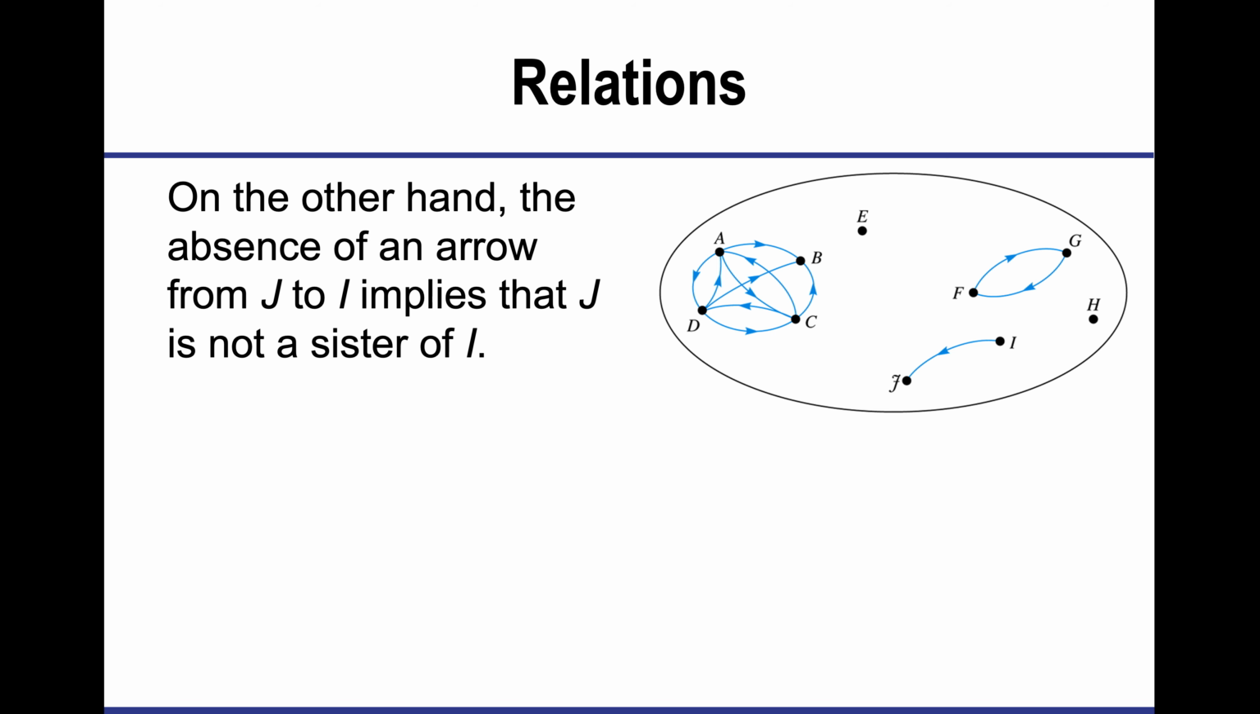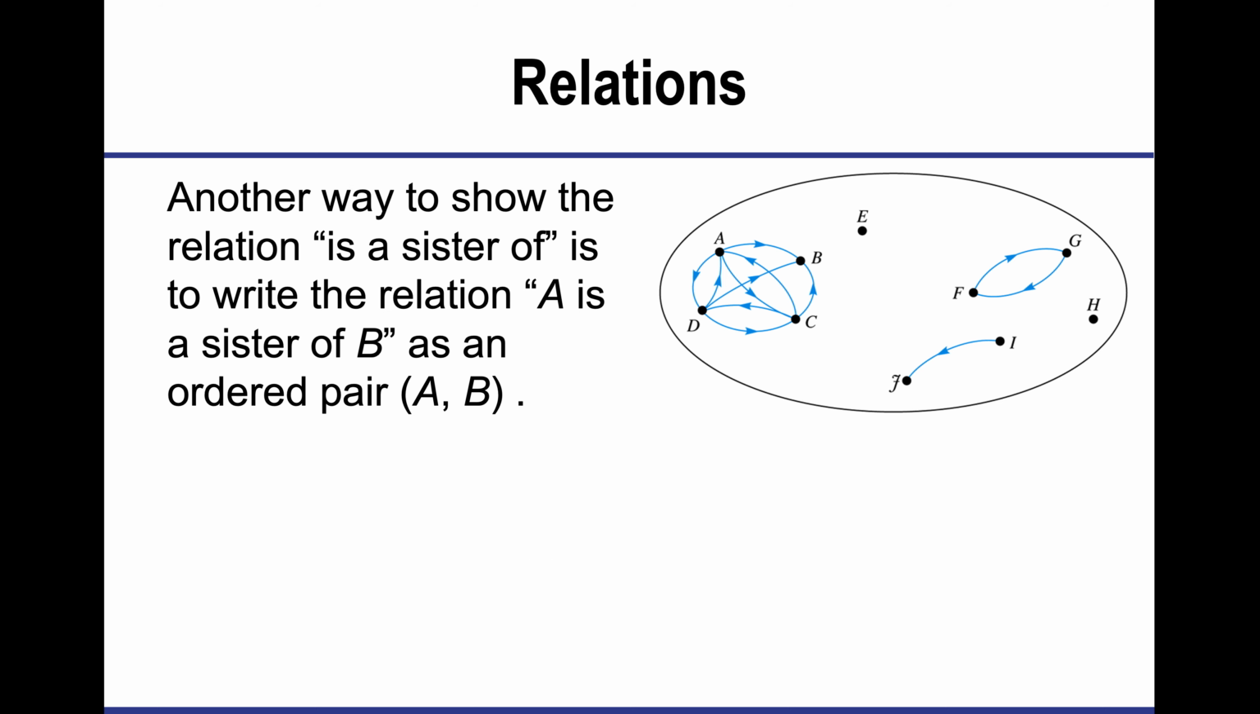On the other hand, the absence of an arrow from J to I implies that J is not going to be a sister of I. And so I then would have to be a girl and J would have to be a boy because the arrow is only going one way.